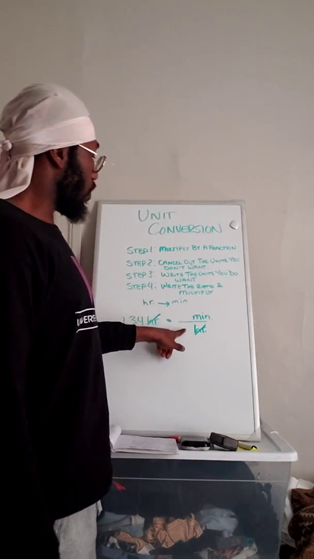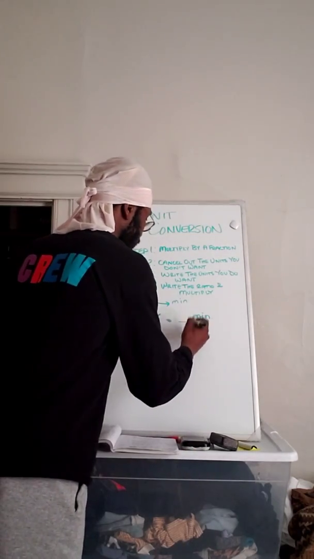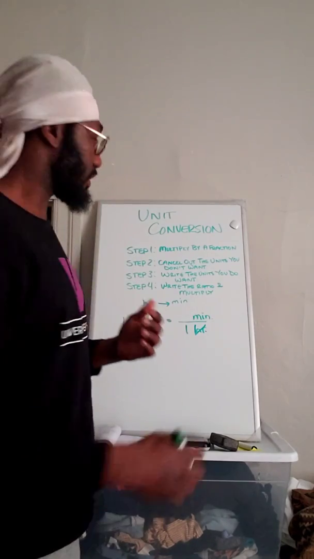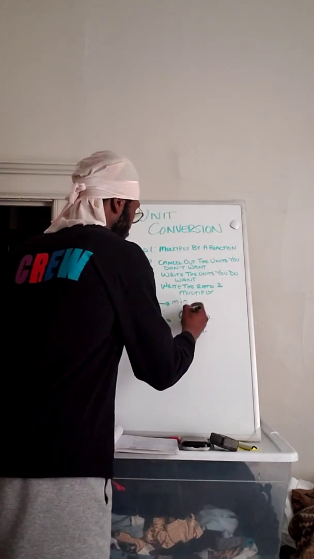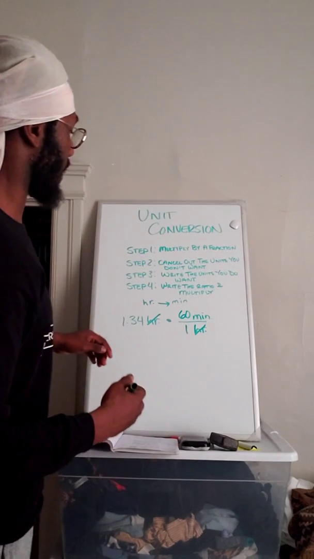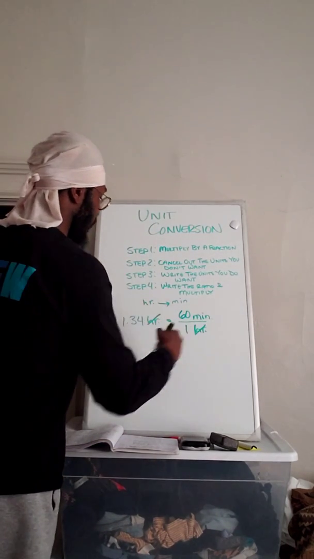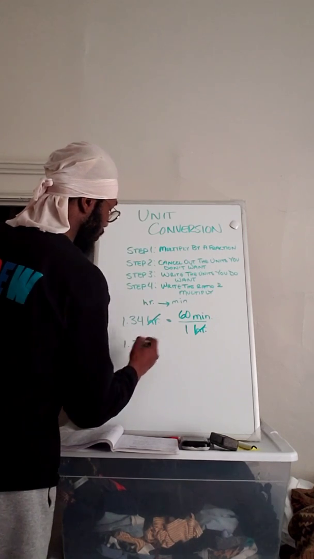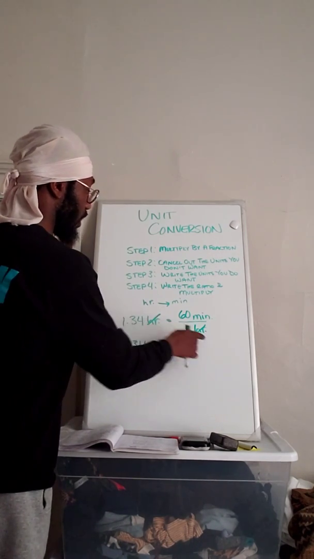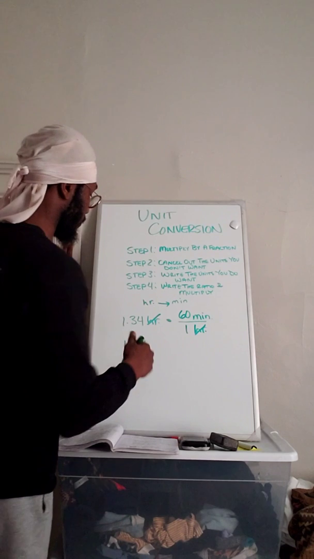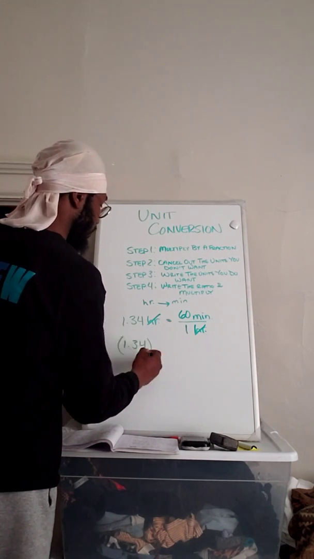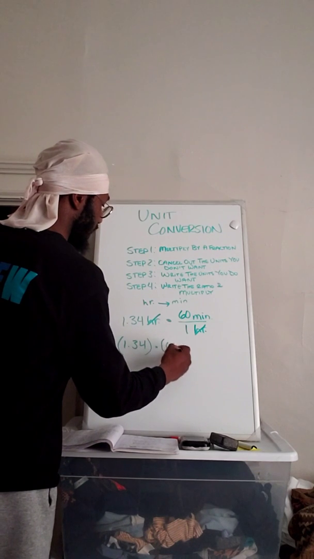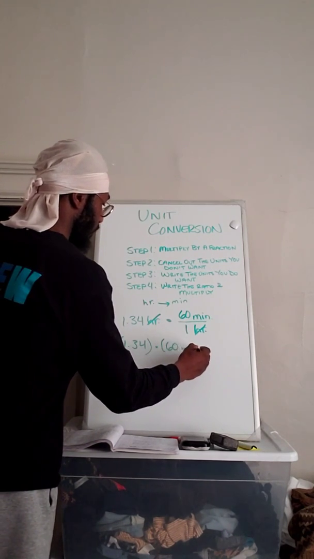So 1 hour is going to equal how many minutes? 60 minutes is the answer. All right, so we write 60 down, and now we can multiply straight across. So we've got 1.34 in the numerator. Remember, hours is already canceled out, so we don't have to rewrite that. So we got 1.34 in the numerator times 60 minutes in the numerator.